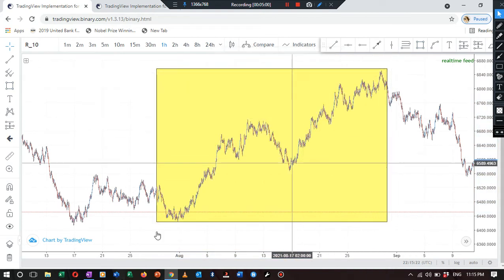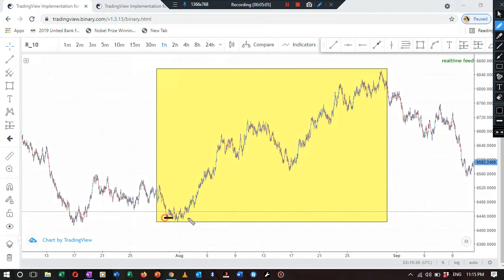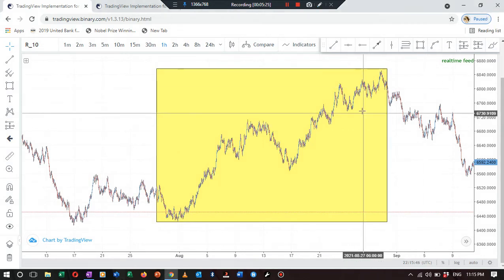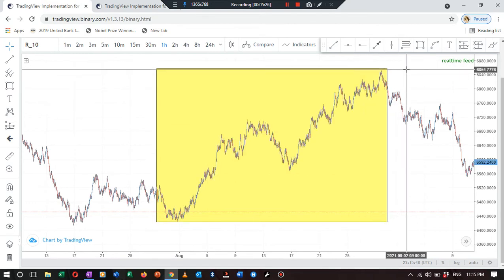Now, in an uptrend, the market makes successive higher lows and higher highs. This can be called our higher low. This can be called our higher highs. Now, in an uptrend, when the market makes successive higher lows and higher highs, we are supposed to look for buy opportunities.